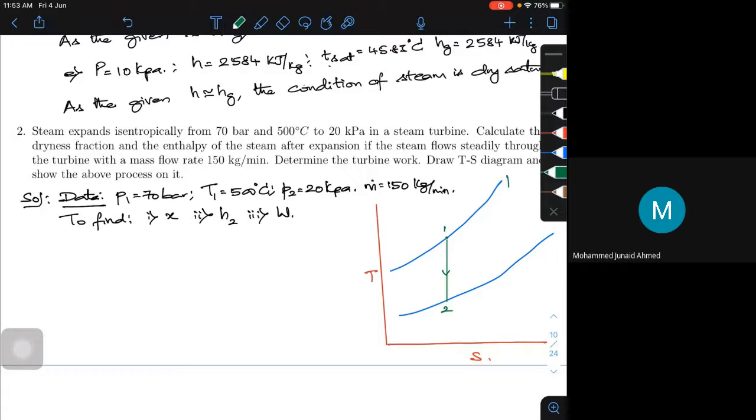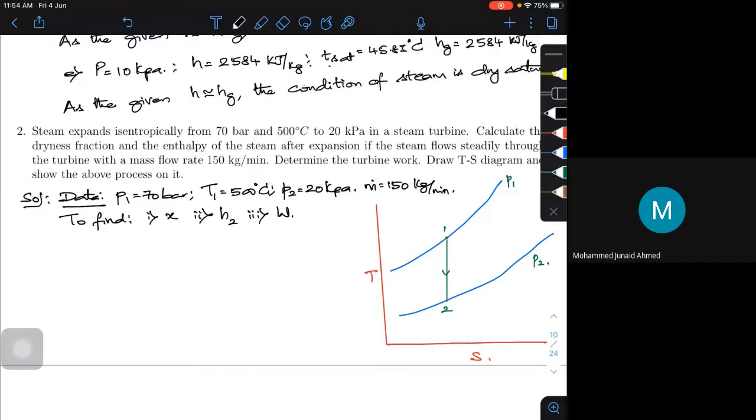This is my P1, this is my P2. P1 is 70 bar and P2 is 20 kilopascals, or 20 divided by 10 to the power 5, it is 0.2 bar. So 70 bar to 0.2 bar, is what I mean.